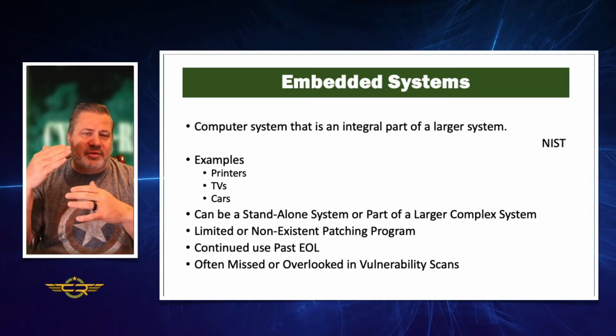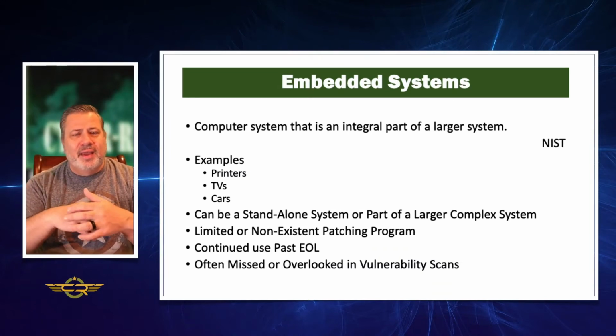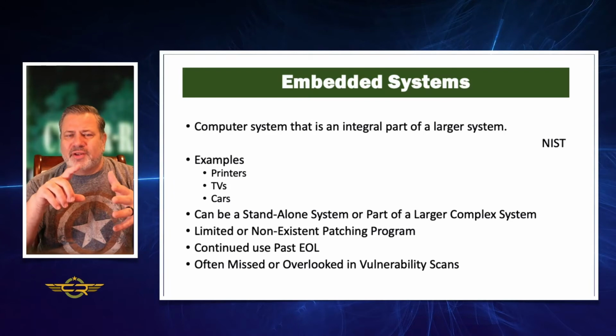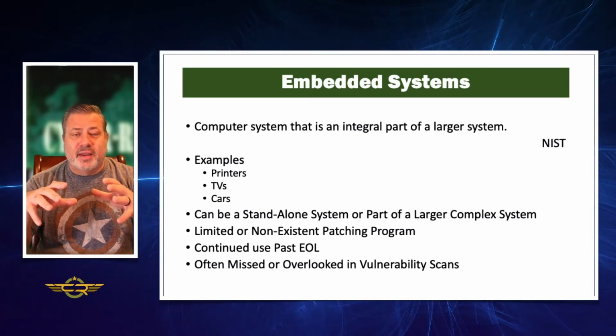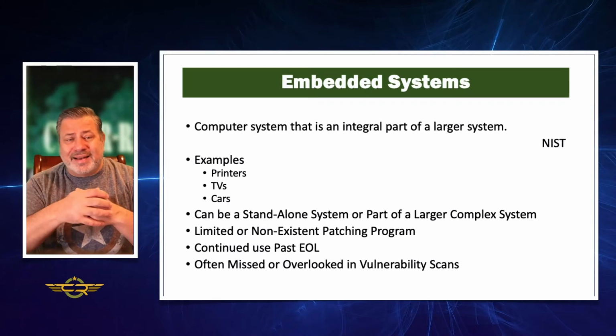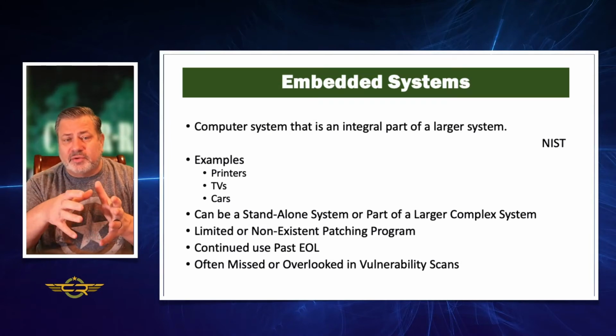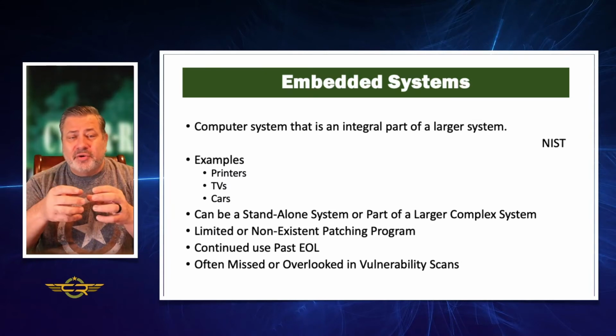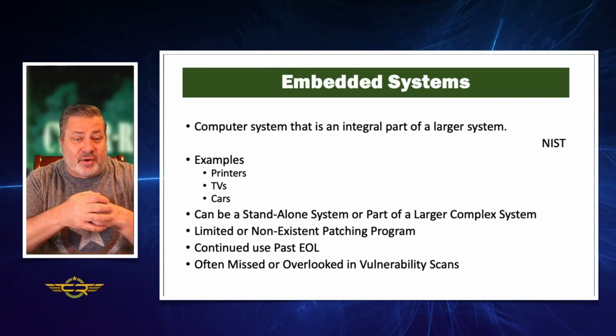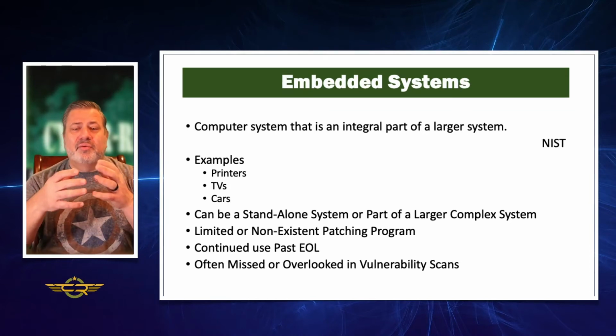Anytime I can use NIST, I'll use NIST. That's a common ground we can all use. And we see these examples in printers and TVs and cars. Computers are everywhere. They're part of everything. And these systems that are embedded, a lot of times they're Linux systems. We do see Windows systems there too. But a lot of times they're a Linux system that's put in a printer. It's put in your TV. It's put in all kinds of things. Your refrigerators now, ovens, they're all over the place.